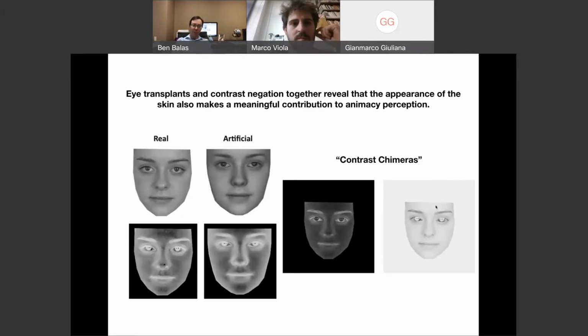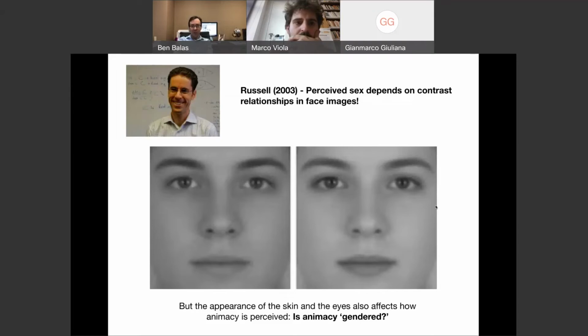So this role for the skin that we identified here got us thinking about some other categories that we apply to faces that we also know depend critically on these contrast and brightness relationships in the skin. And in particular, it got me thinking about some work from one of my good friends and lab mates in grad school, Richard Russell, who's done some really lovely work about the way we perceive sex and gender categories and how that depends on particular luminance relationships in face images.